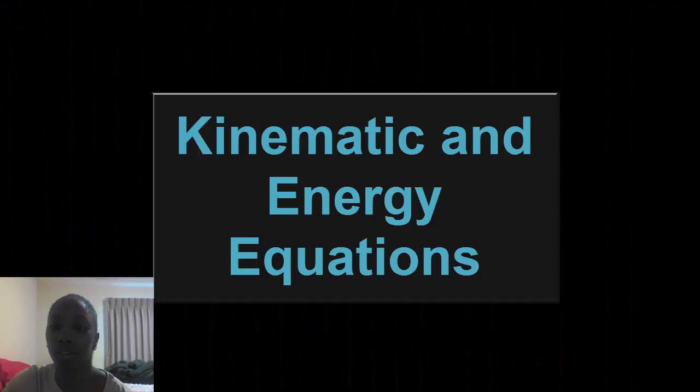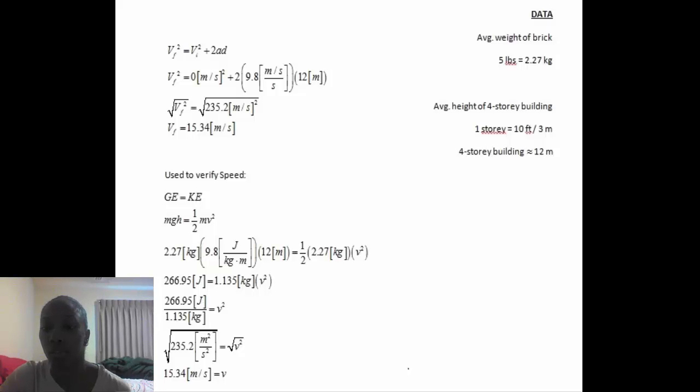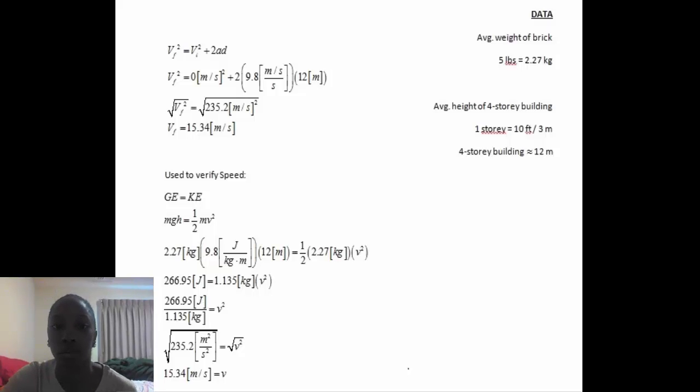Kinematic and energy equations are used to find the velocity of the brick. Ignoring the energy exerted by Kevin on the brick, the initial velocity is 0 meters per second. The final velocity of the brick before hitting Marv is unknown. First, I use the kinematic equation v final squared equals v initial squared plus 2 times the acceleration and the distance to find the velocity of the brick.